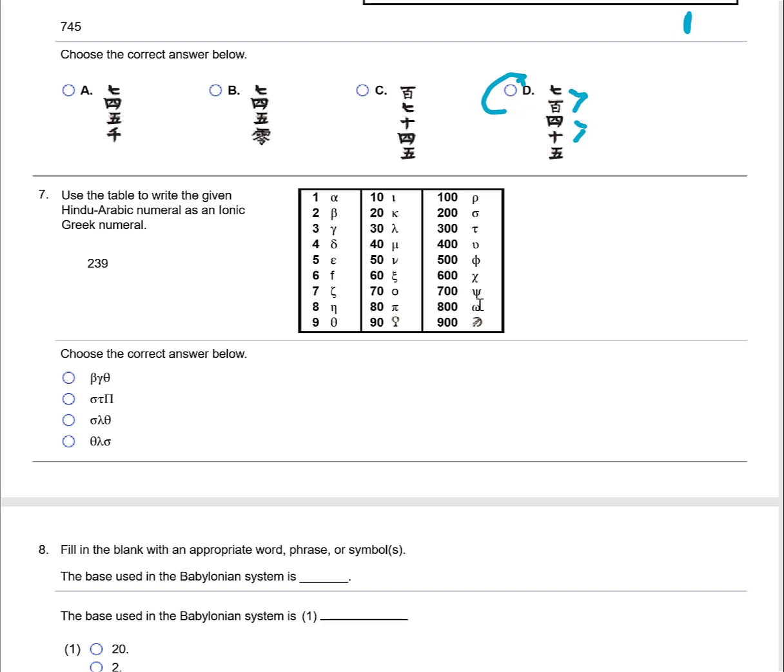And now we're into the Ionic Greek, and they want us to write the number 239 in that system. So we look for the symbol for 200, and we see it's right here, and we look for the symbol for 30, which is right here, and then the symbol for 9. If we look in the answers, we see it must be the third choice.